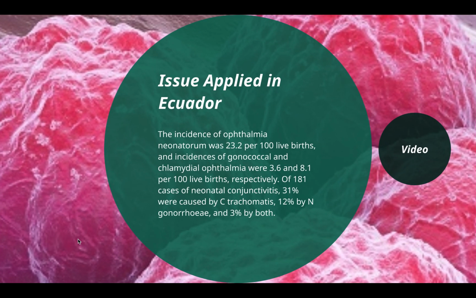In a study applied in Ecuador, the incidence of ophthalmia neonatorum was 23.2 per 100 live births. The incidences of gonococcal and chlamydial ophthalmia were 3.6 and 8.1 per 100 live births, respectively. Of 181 cases of neonatal conjunctivitis, 31% were caused by Chlamydia trachomatis, 12% by Neisseria gonorrhoeae, and 3% by both.